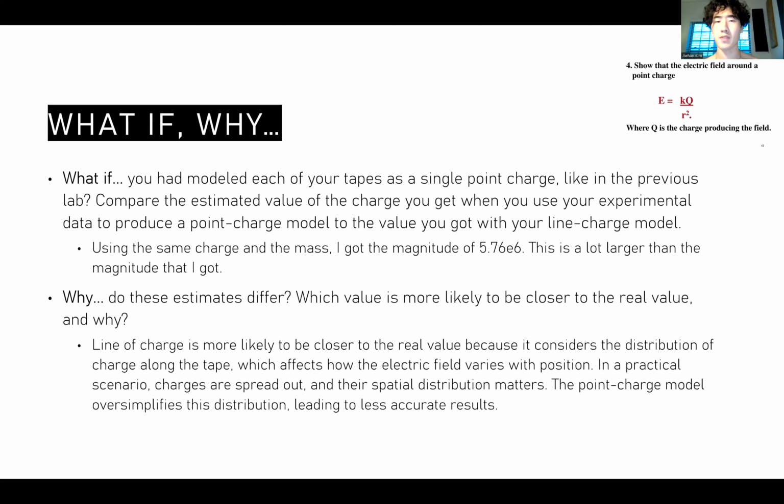And why do these estimates differ? It's pretty obvious why it differs. The line of charge is more likely to be closer to the real value because it considers the distribution of the charge along the tape, which affects how the electric field varies with position. In a practical scenario, charges are spread out and the spatial distribution matters. But again, the point charge model oversimplifies this distribution, leading to less accurate results.